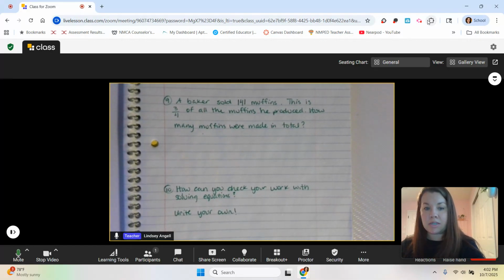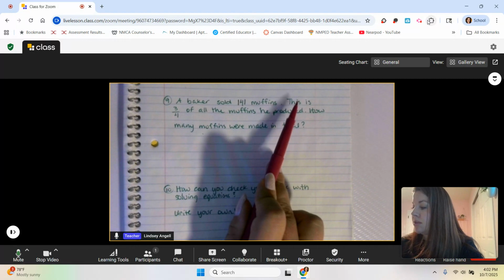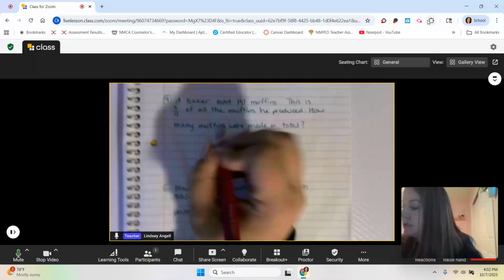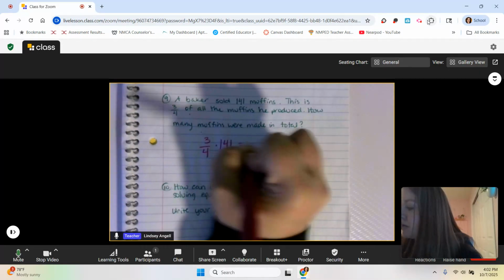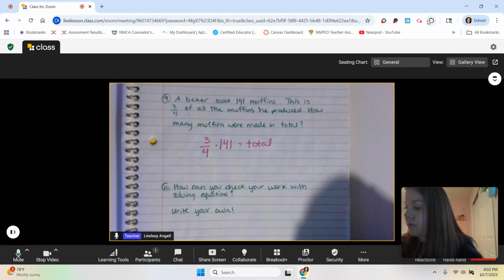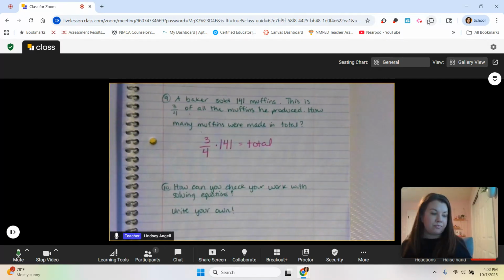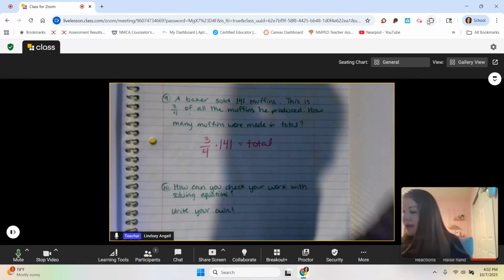Number 9, a baker sold 141 muffins. This is 3/4 of all the muffins he produced. How many muffins were made in total? So we're looking for the total. 141, it says this is 3/4 of the muffins. So if we take 3/4 and we multiply it by 141, we're going to get the total. Okay? So with that, you could use a calculator. You could think, well, I know that 3/4 is 0.75.